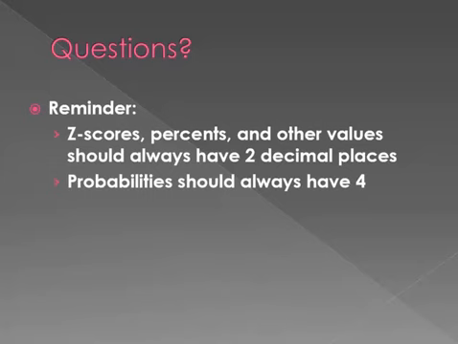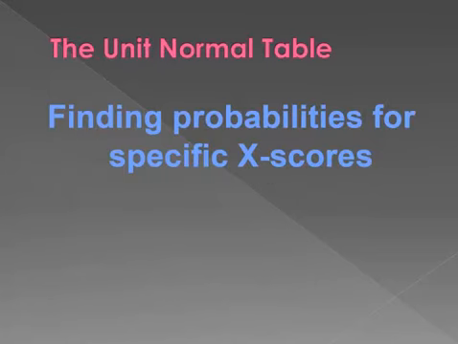Just as a reminder, z-scores and percents and other values should always be reported out to 2 decimal places, but don't forget that when you're reporting probabilities or proportions, you should always report out to 4 decimal places.